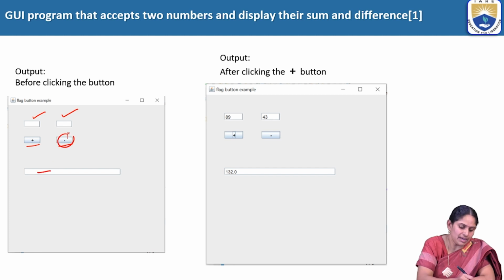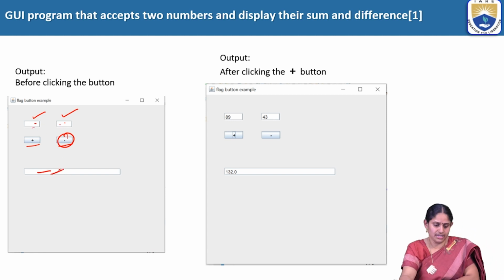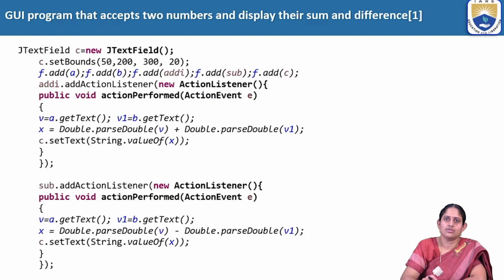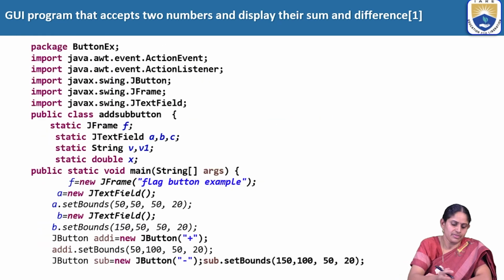If we press the subtraction button, then it will subtract the values inside these two text fields and place it in this text field. So this is the work. So let's see how it is being implemented.